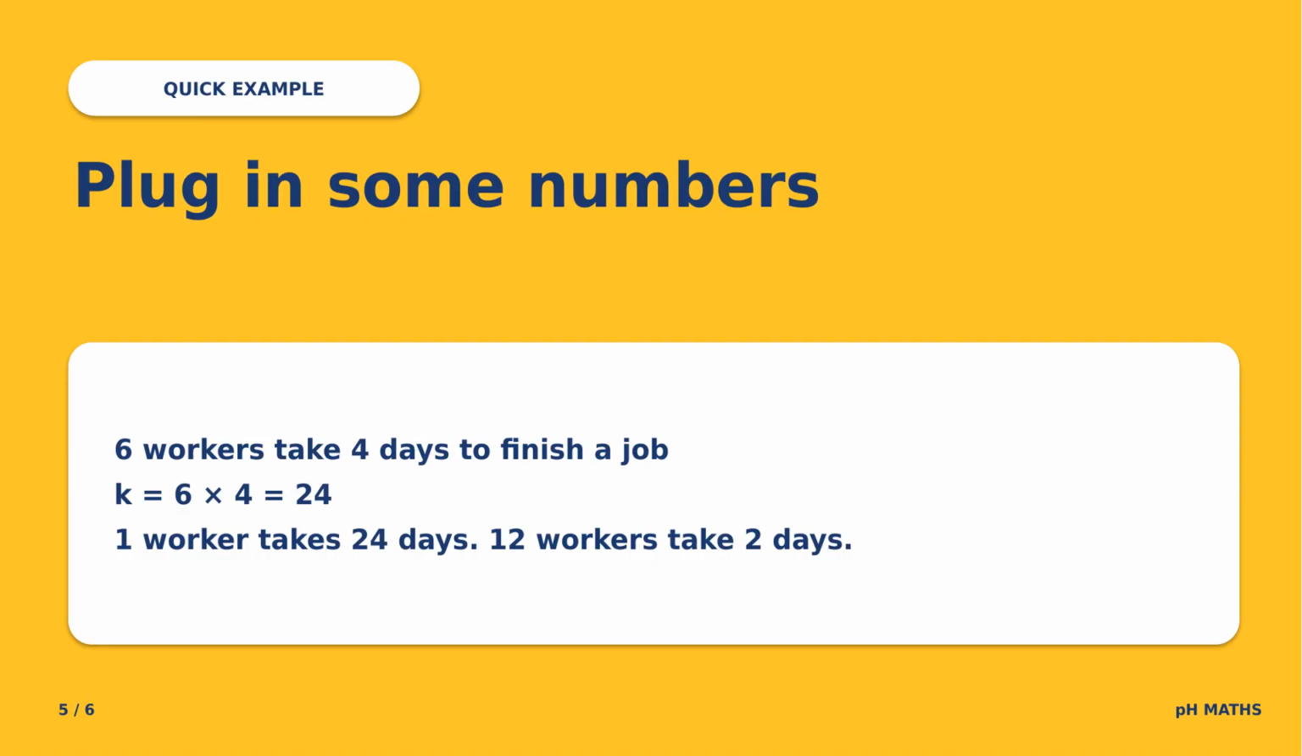Quick example, 6 workers take 4 days to finish a job. Find k. 6 times 4 equals 24. That's k. So 1 worker takes 24 days. 12 workers take 24 divided by 12, which is 2 days. Notice how more workers means less time. That's inverse proportion working as advertised.